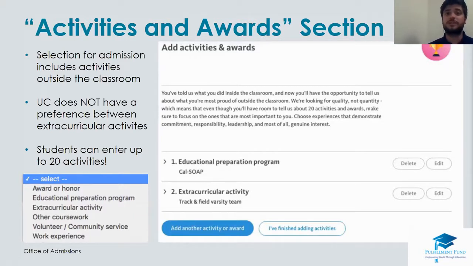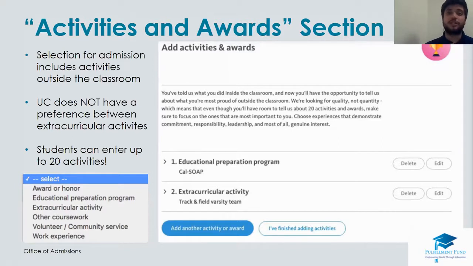Keep in mind that for this section there is no limit to the categories that you can select, or how many activities you can put in by category. For every activity you add, there will be a category that you'll need to put it under. So there's no limit there. And of course, there's no right or wrong category when it comes to categorizing your activities. Just make sure that you're reporting all of your involvements.